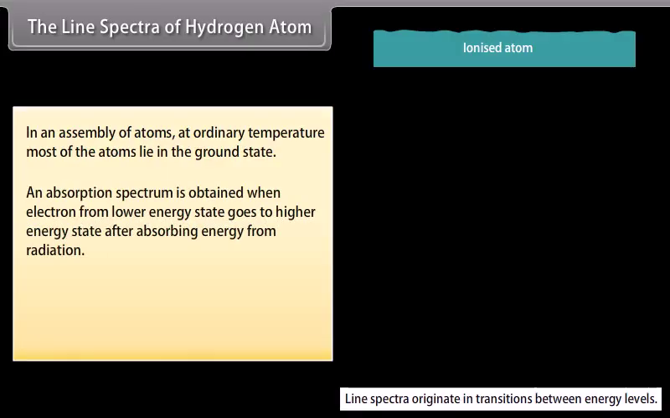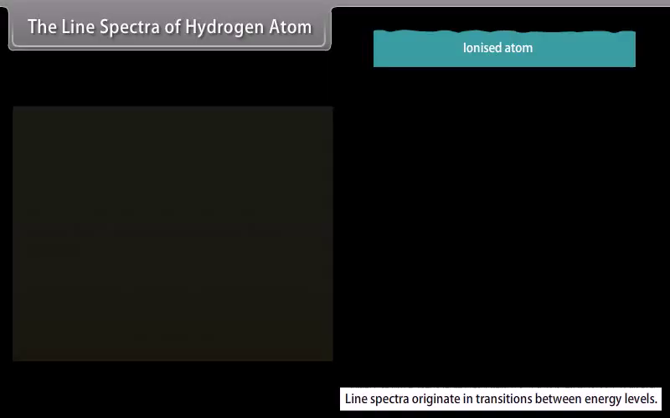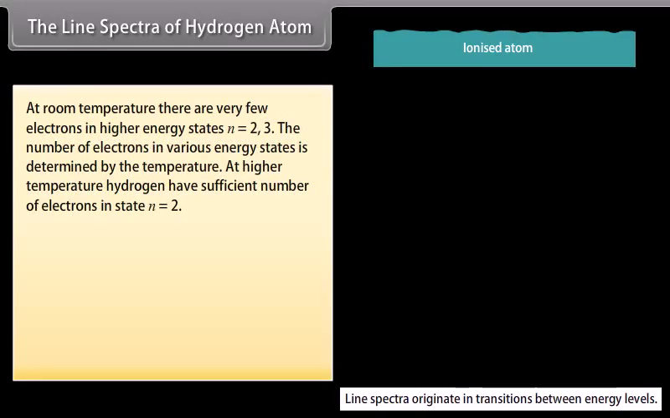An absorption spectrum is obtained when electron from lower energy state goes to higher energy state after absorbing energy from radiation. The frequency of absorbed radiation is given by h nu equals E high minus E low. At room temperature, there are very few electrons in higher energy states, n equals 2 and 3. The number of electrons in various energy states is determined by the temperature.